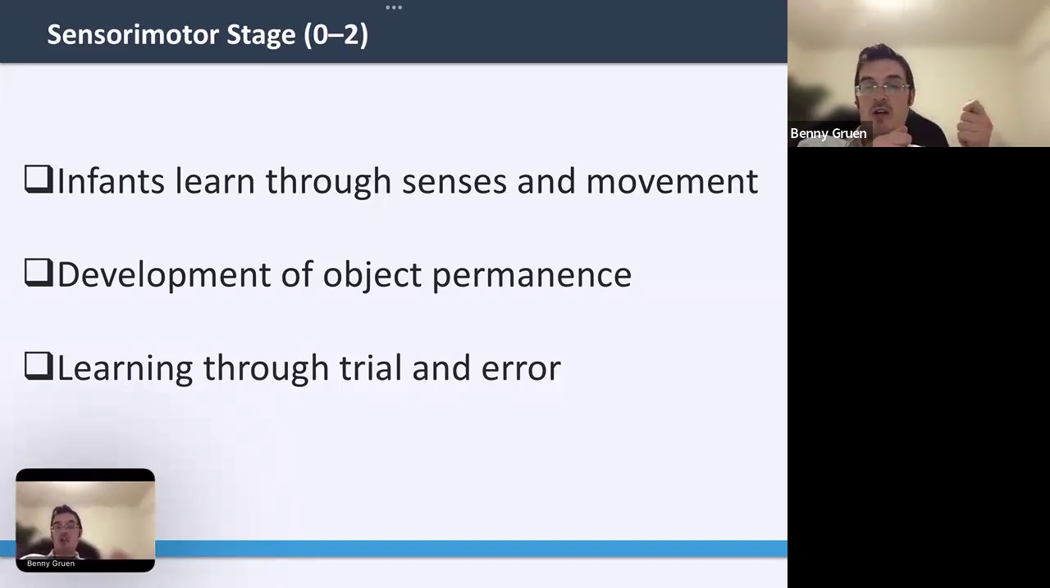So if I show a little baby, let's say maybe 5-6 months, a toy, and she's interested in it, then I take it and hide it under a blanket or under a towel, and it's out of view. The child doesn't look for it. The child instead focuses on something else. So Piaget suggested that that's probably because, from the child's perspective, if an item's out of view, it's gone.